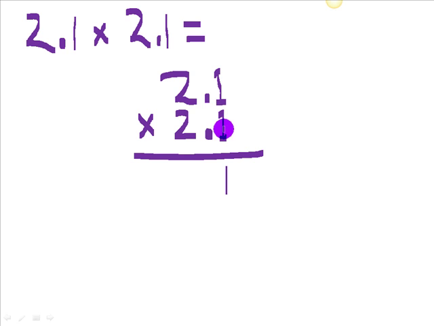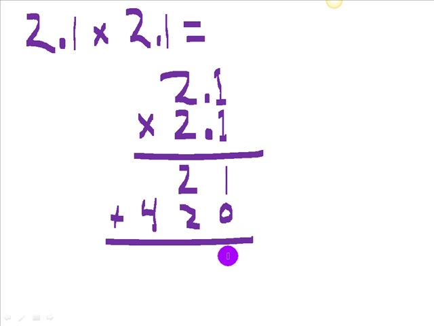1 times 1 is 1. 1 times 2 is 2. Add a 0 so that I can then multiply by this 2. 2 times 1 is 2. And 2 times 2 is 4. Then I come in and I do my addition. I have 1, 4, and 4. I then count the number of decimal places that I have to the right of the decimal. I have 1 number, 2 number. I come down here and I go 1, 2, add my decimal.